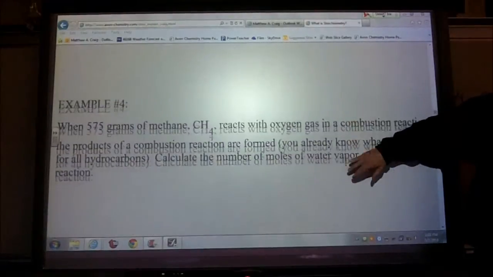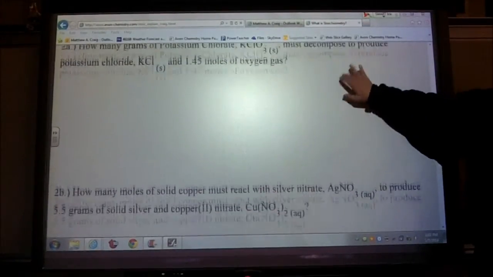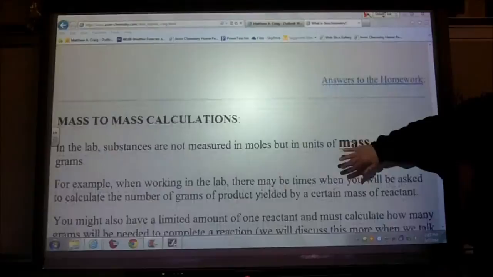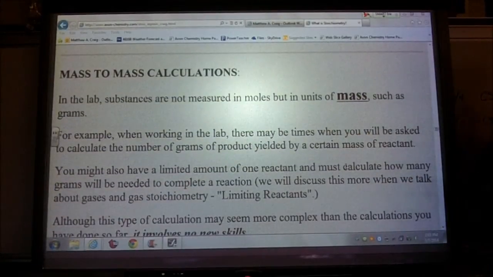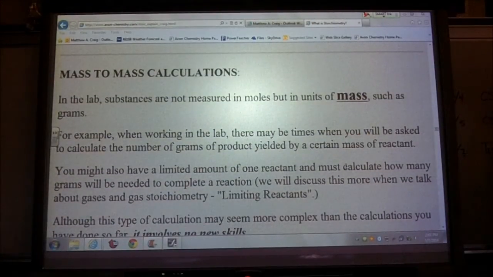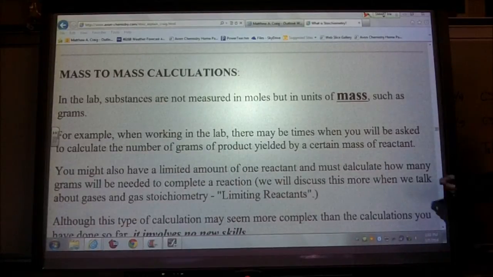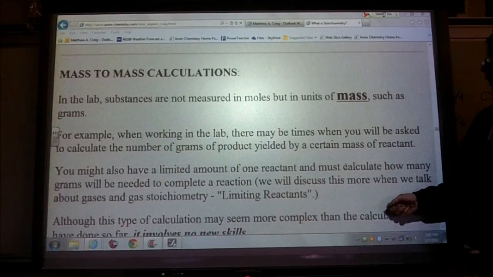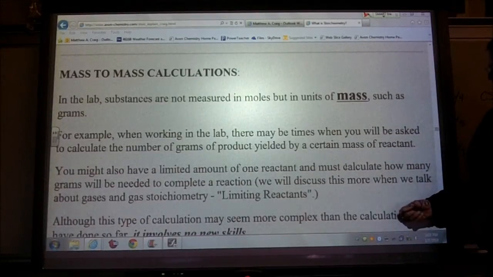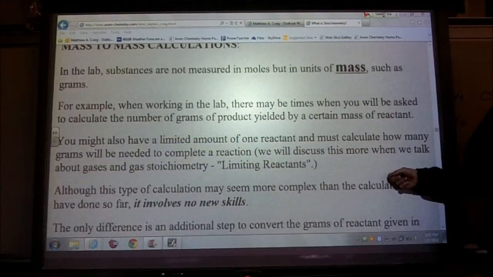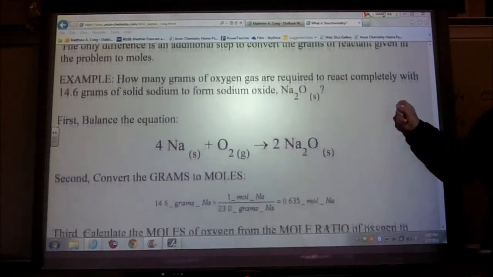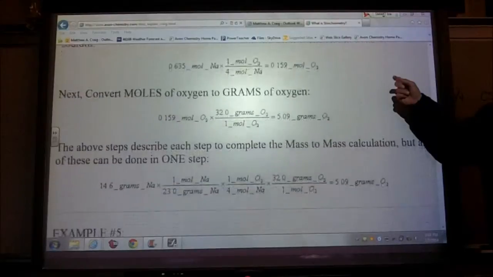Okay, so there's examples 3 and 4, and the 2s. Okay, mass to mass. I can't remember how many different blanks we have on this one. There's just one. Is there just one? Yeah, there's one. Awesome. But you can try all along.